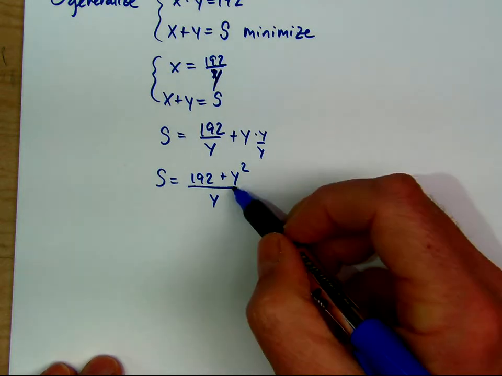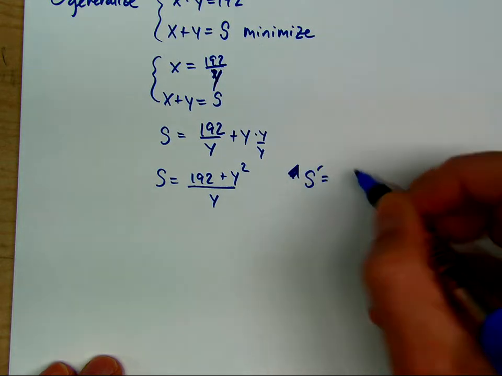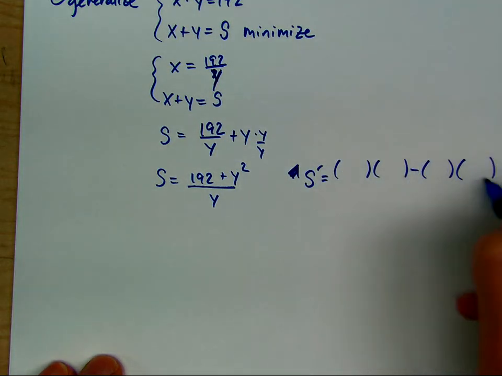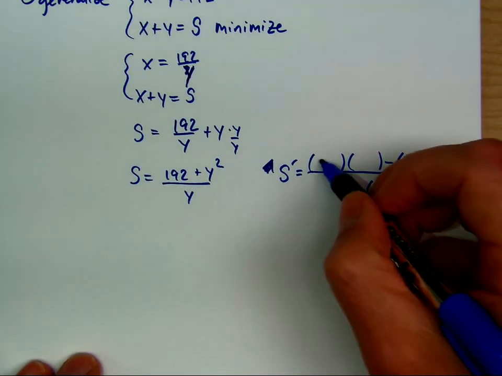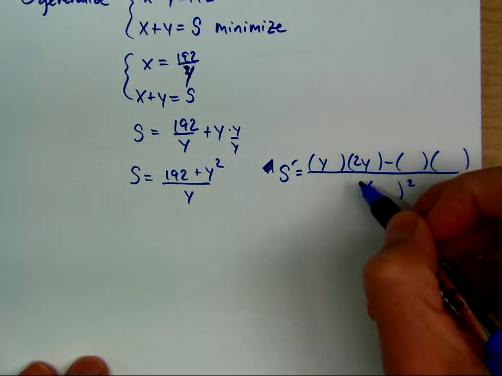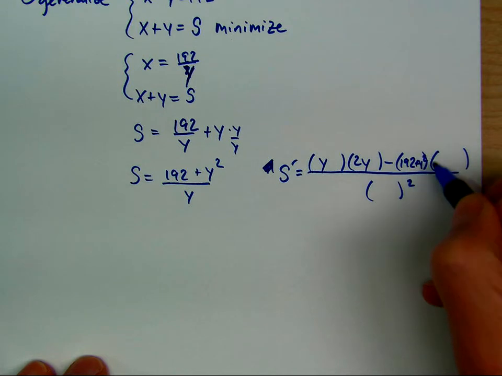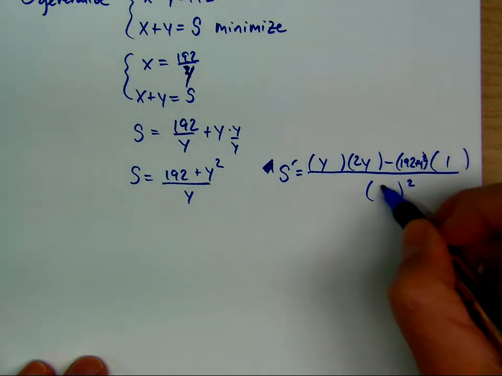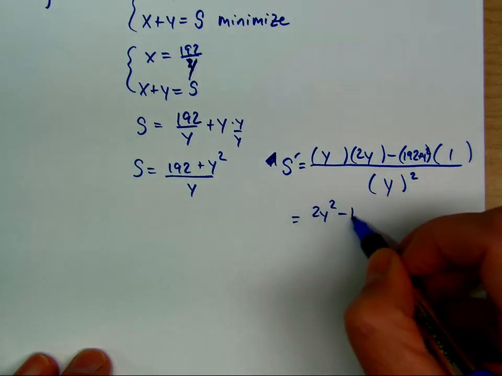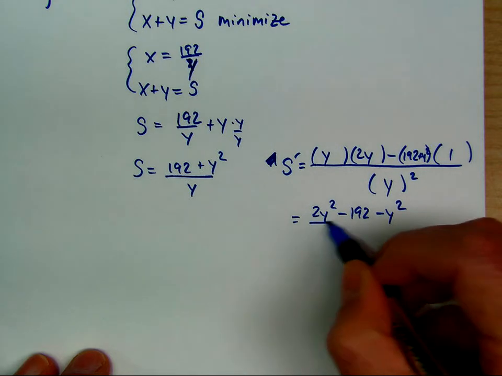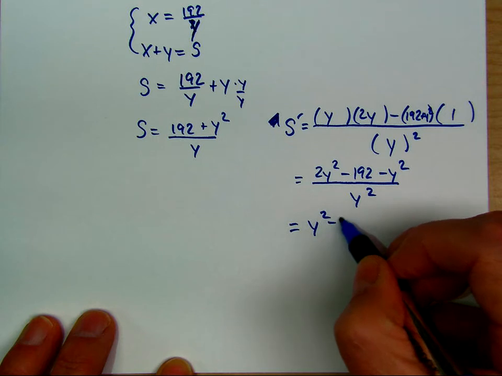Now we need the derivative of that, so we can just say s prime is, we'll use the quotient rule, and we have the denominator times the derivative of the numerator, minus 192 plus y squared, the numerator, times the derivative of the denominator over the denominator squared. That's going to be 2y squared minus 192 minus y squared. Y squared minus 192 over y squared.